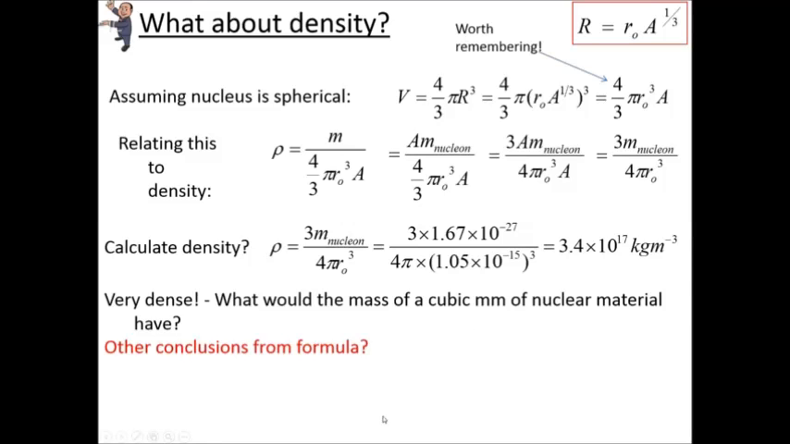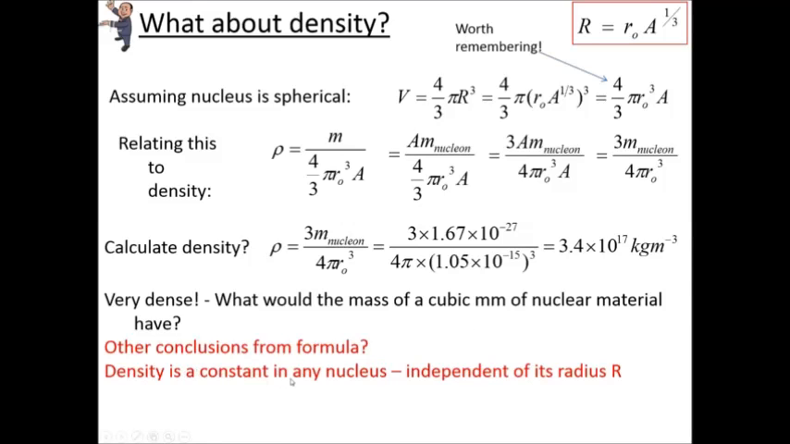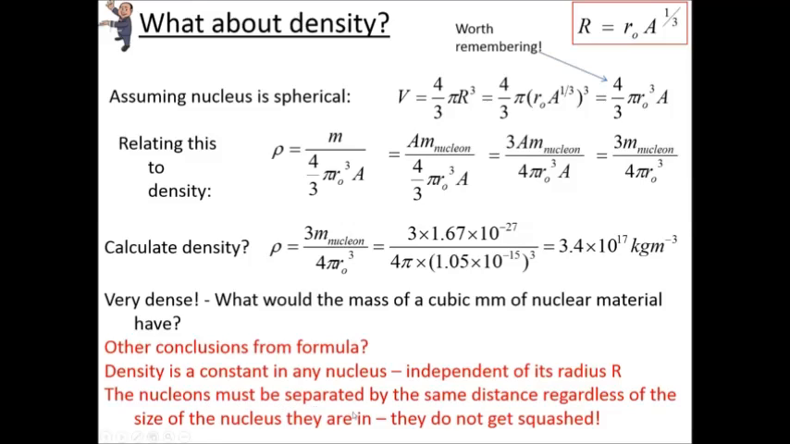All right. So other conclusions from the formula: density is a constant in any nucleus. It's independent of its radius R. Notice in this formula there isn't any big R. So density is constant for all nuclei, which means that the nucleons always must be separated by the same distance, whether it's a big nucleus or a small nucleus, so they don't get squashed. This is the general idea, that the nucleons do not get squashed. And remember, this is a model. The whole thing is based on our model of the nucleus. The whole thing is made of quarks, when we really start to think about what stuff is actually made of.